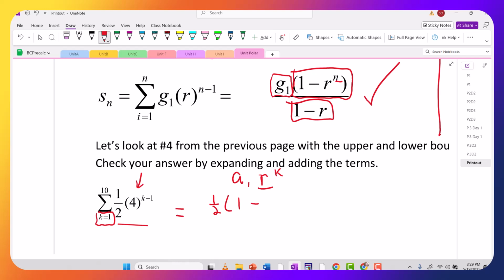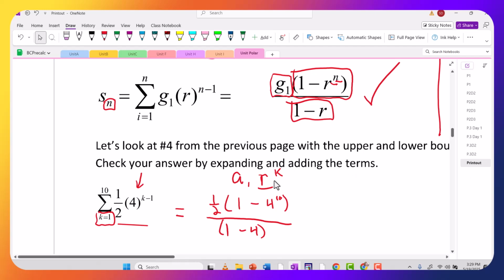And then you take your r, which is 4. If it's a negative 4, you better put that in parentheses. And then it's raised to the n, which is how many terms you're adding together. From 1 to 10 is 10 terms. So it's 4 to the 10th over 1 minus 4. Oh boy, you've got to sit there and wait till I put this on the calculator. You've got to be really careful on putting these in correctly.